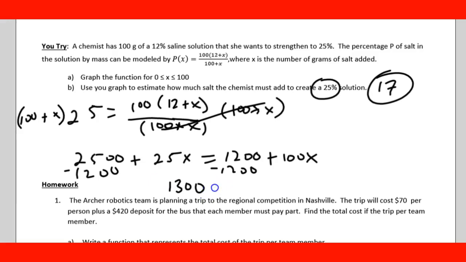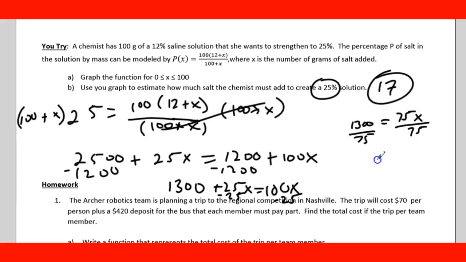And then 1300 equals 1300 plus 25x, 100x. And then if I subtract 25x on both sides, I'm going to get 1300 equals 75x. And then finally divide by 75 on both sides. And when I do that, I'm going to get 17.3 repeating. So again, that's about 17 grams, which is what we got using the calculator.